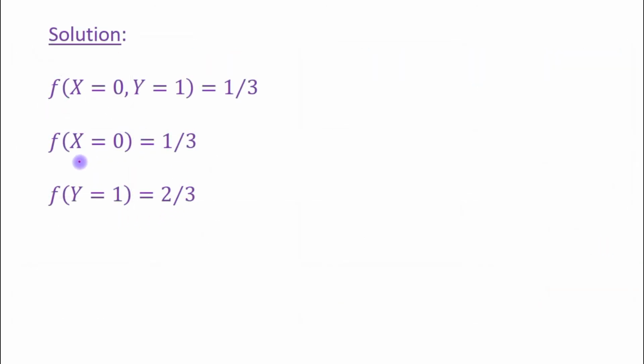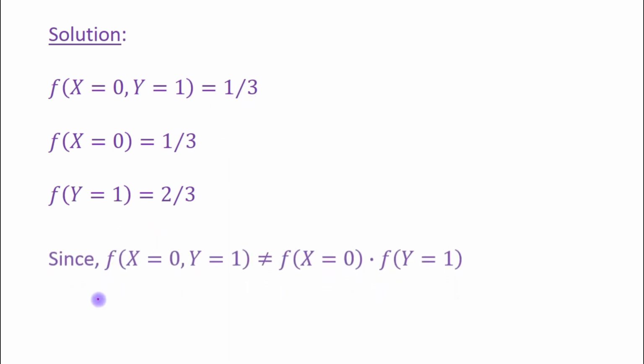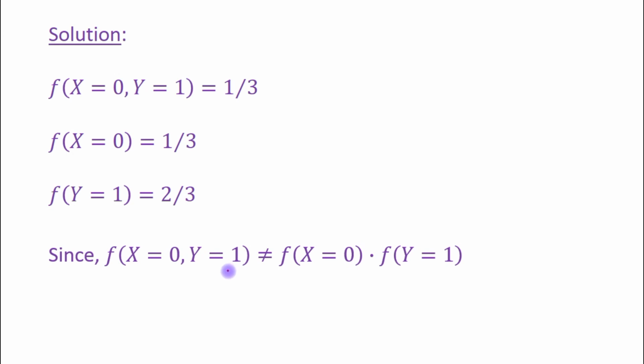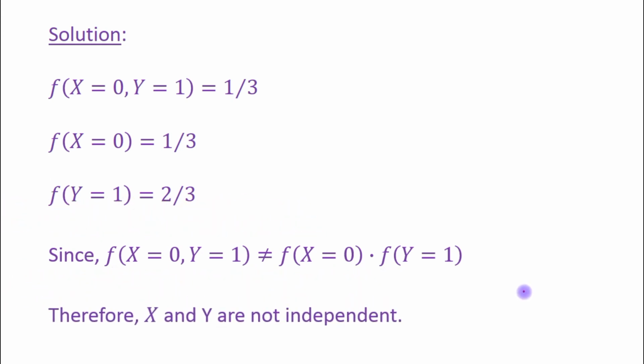Now, the product of these two marginal probabilities will be equal to 2 by 9, and 2 by 9 is not equal to 1 by 3. Since the joint probability is not equal to the product of these marginal probabilities, therefore x and y are not independent.